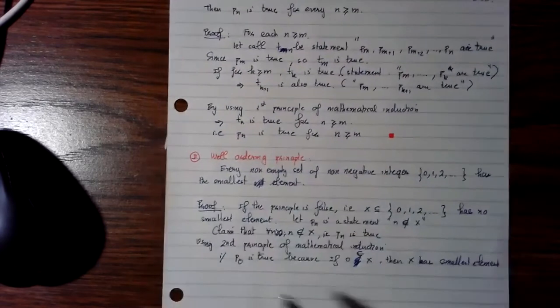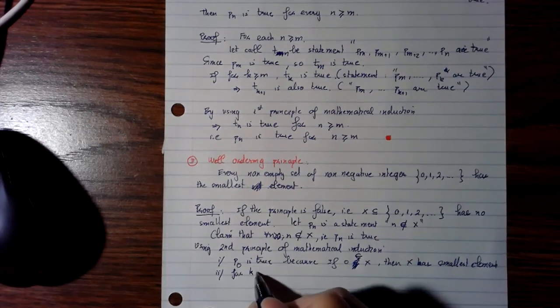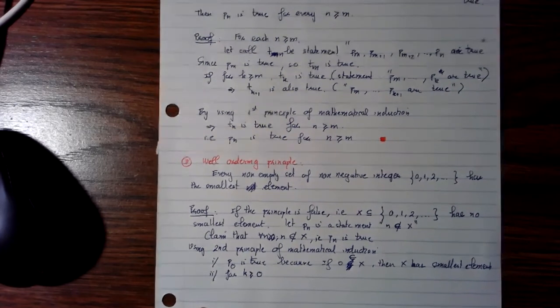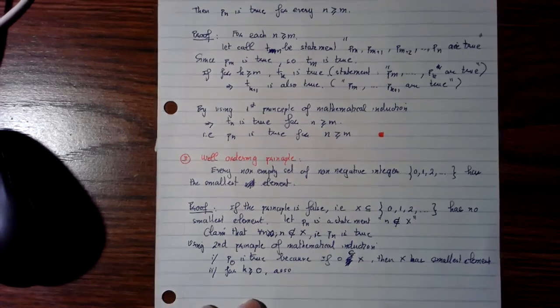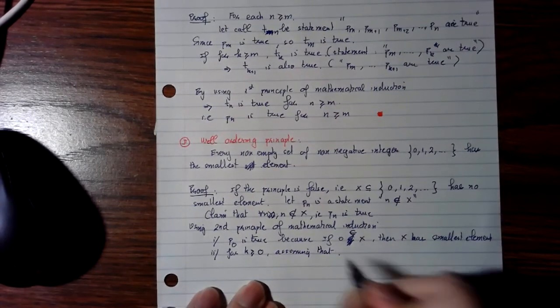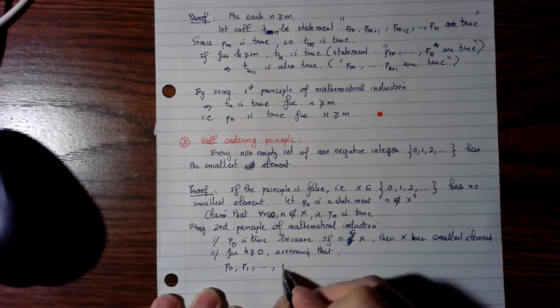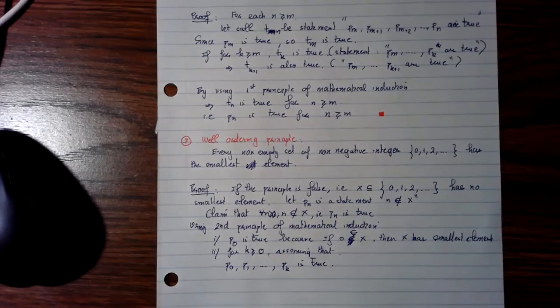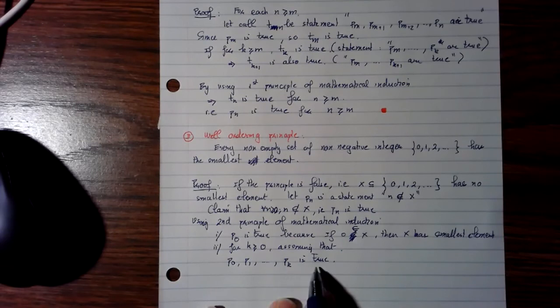Now let's start with the second condition. For k greater than or equal to 0, we assume that P0, P1, up to Pk is true. From P0 to Pk is true. And what does this imply?